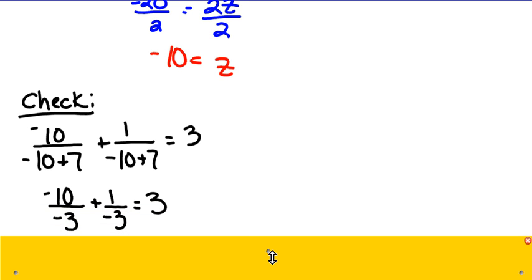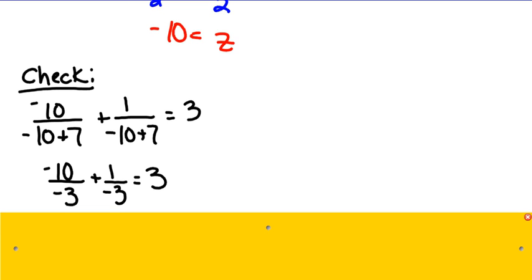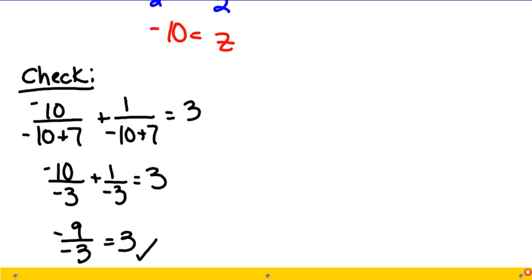Is it balanced? Well, negative divided by a negative, that's a positive. So I have 10 thirds plus a negative 1/3. So think about it. 10 thirds taking away 1/3. How many thirds would you have? 10 minus 1, that's 9. 9 thirds. 9 divided by 3 is 3. So it's balanced, it's defined, we have the correct value for Z.